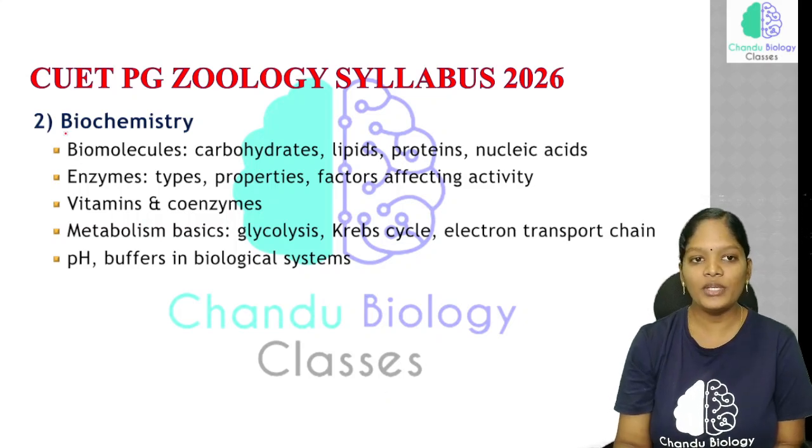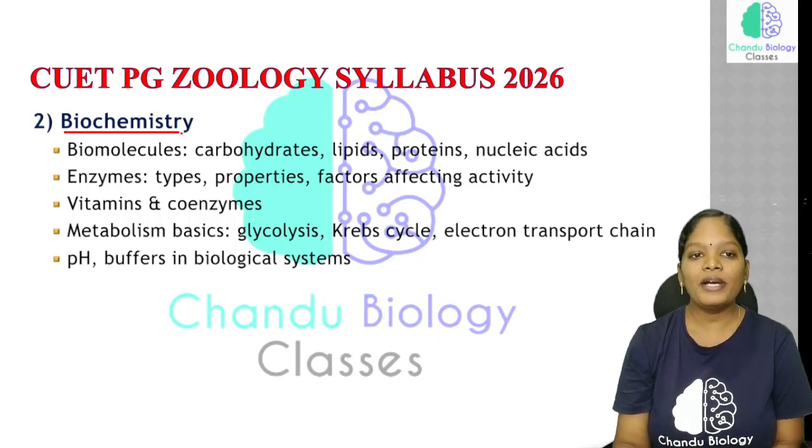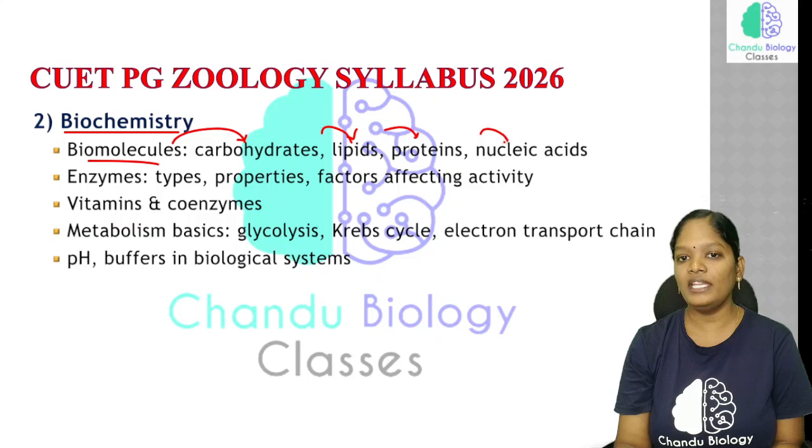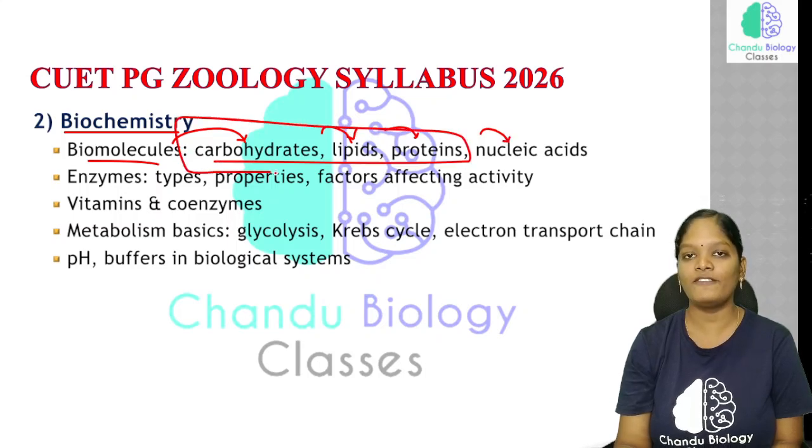So the second unit will be biochemistry. In biochemistry, what are all the things you have to study under this chapter? That is biomolecules. In biomolecules, we study carbohydrates, lipids, proteins and nucleic acids. These are all the basic biomolecules you have to study.